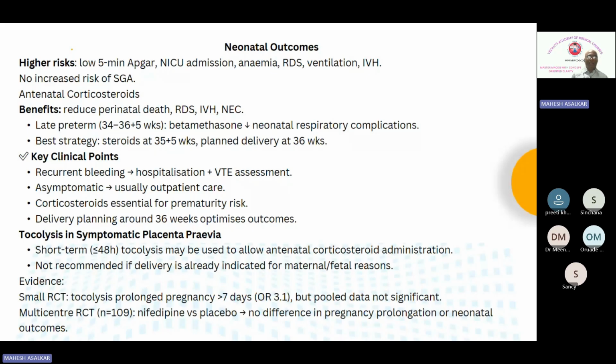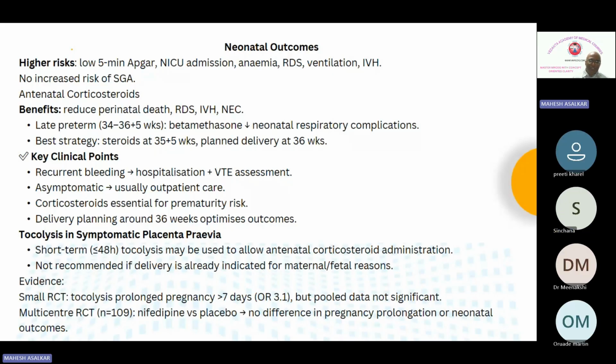There is a role of antenatal steroids always. So what is the gestational age at which we are supposed to give antenatal steroids? What we discussed initially: 34 to 35 plus 6 weeks. We need to give antenatal corticosteroids around that time. But if it is a high-risk case, then before 34 weeks we have to consider it. I think we saw that in the third or fourth slide.